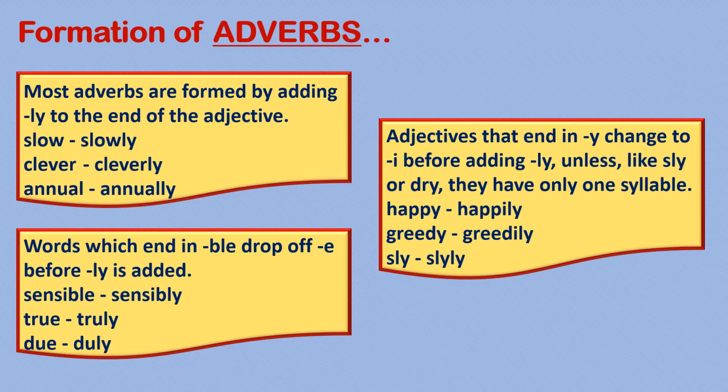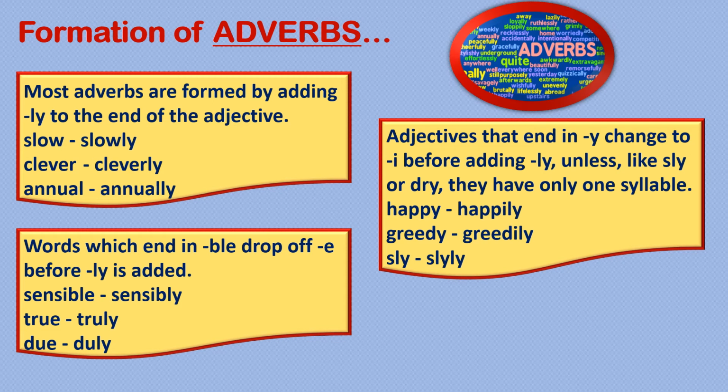For example, happy will drop off the y, or change it to I, and then add the ly. Similarly with greedy. But an exception is sly. Sly also ends with y, but you just add the ly. So these are the rules for formation of adverbs.